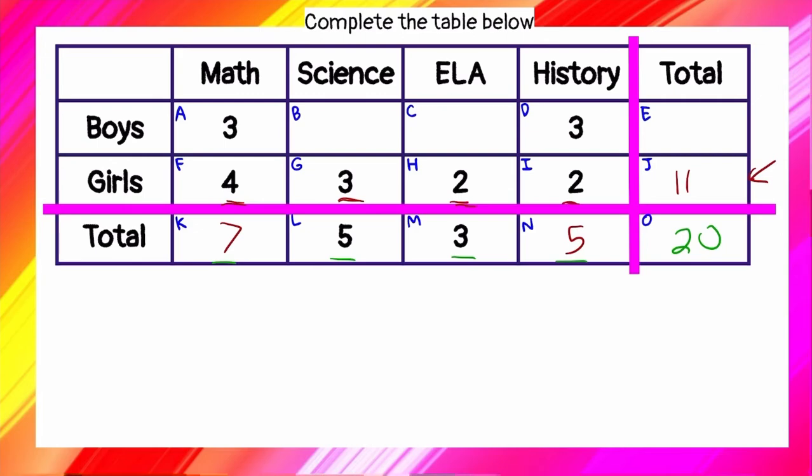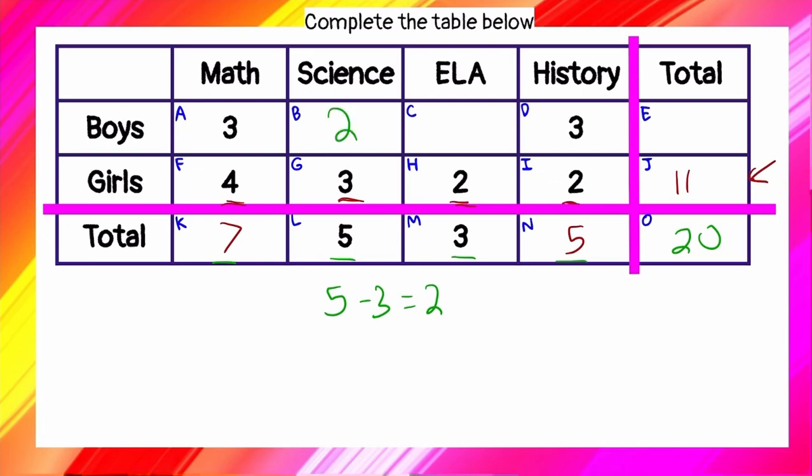We can work backwards here. If I want the number of boys that take science, I would have to work backwards. I know the total is 5, and there's 3 girls. How many boys left over? 2. So I could just fill that in for box B.